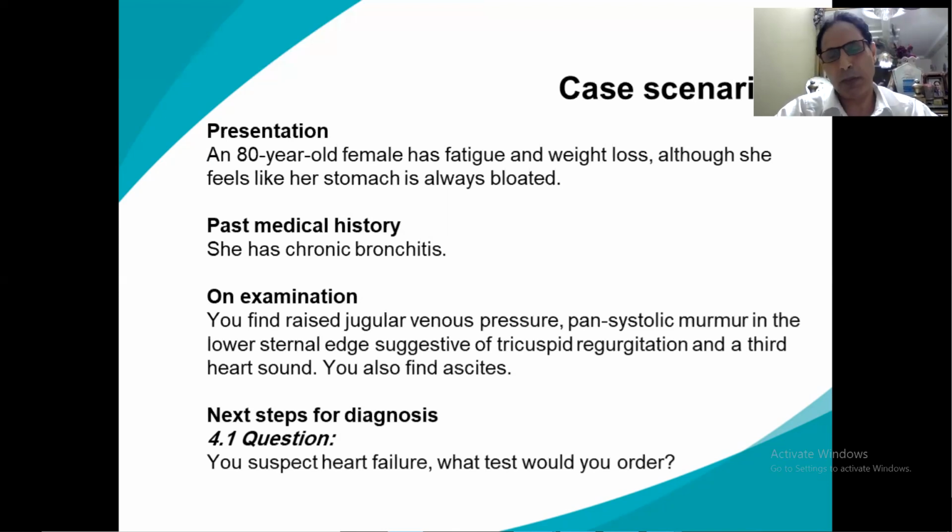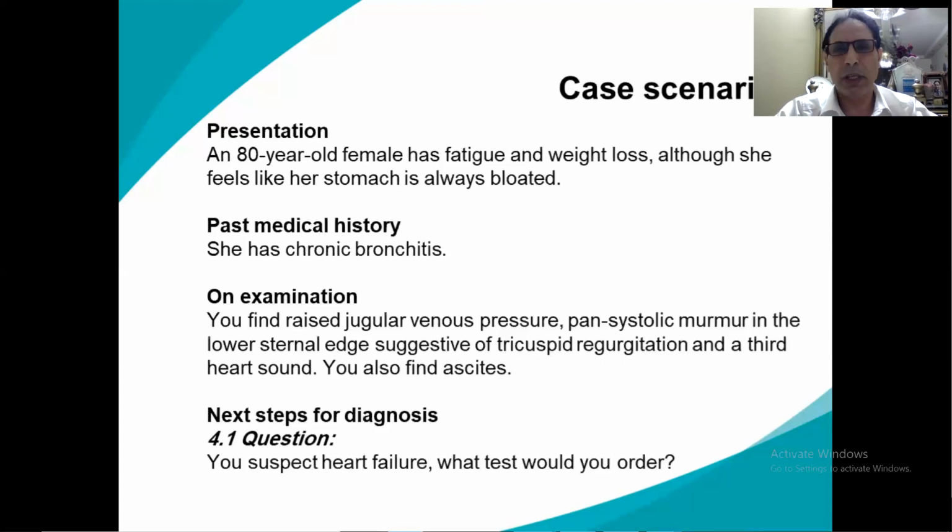But the question: which type of heart failure? This is right-side heart failure. Why right-side heart failure? Because right-side heart failure is mostly associated with JVP elevated, leg edema, and hepatic congestion, while left-side heart failure is associated with pulmonary manifestations like orthopnea, dyspnea, paroxysmal nocturnal dyspnea, and pulmonary edema, rather than the fluid accumulation which might be happening in the right side.